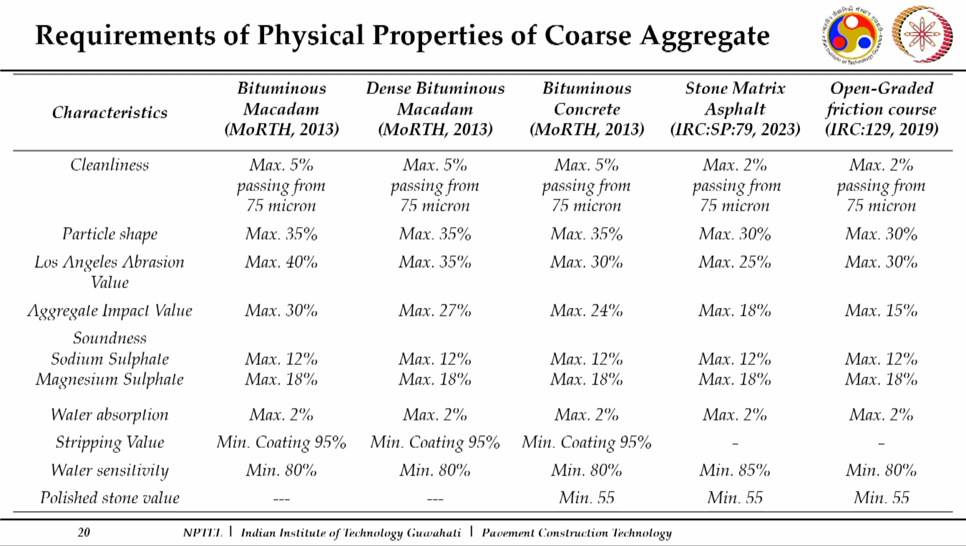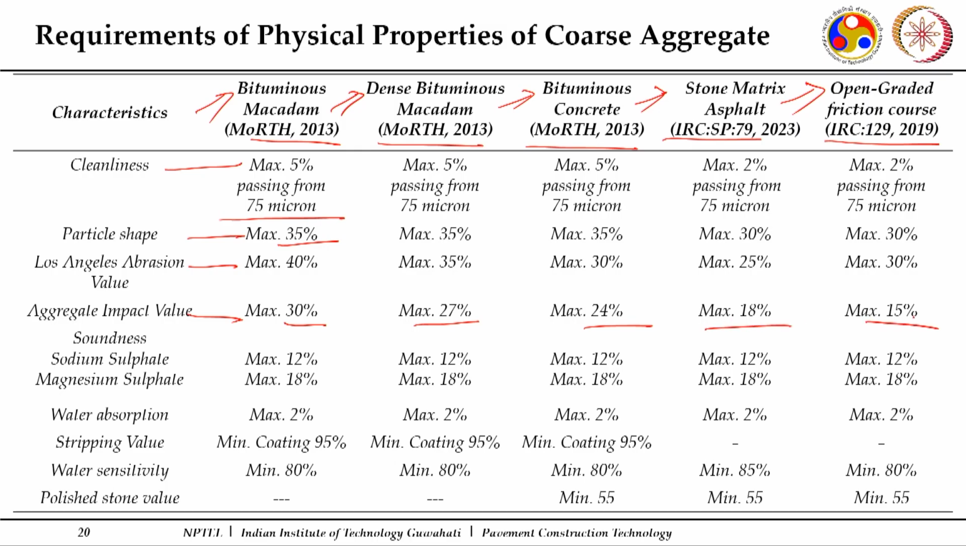And then this is a table showing the aggregate requirements for mixes to be used in bituminous macadam, dense bituminous macadam, bituminous concrete, stone matrix asphalt, open graded friction courses, and all mixes, as specified by different IRC and MoRTH. There is a requirement of cleanliness, that 5% passes 75 micron, particle shape, which is your combined elongation and flakiness index, 35%, Los Angeles abrasion value, and impact value. You can see that for different mixes the requirements may change.